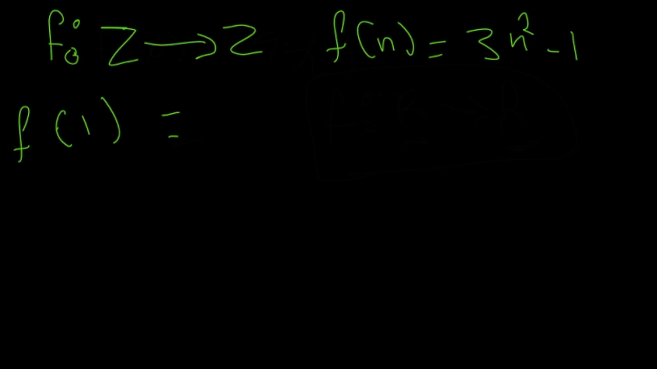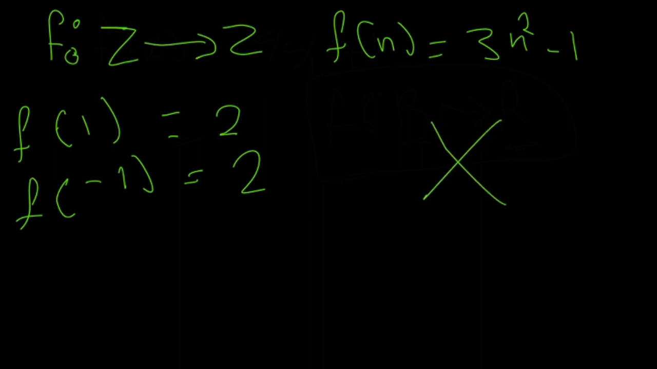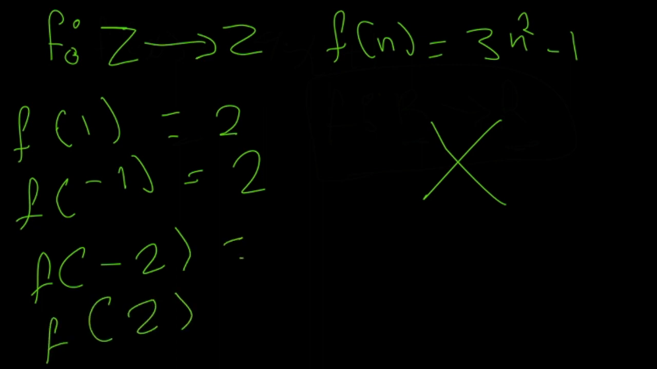Take f of minus 1. This is as well 2, because minus 1 to the power 2 is 1, multiplied by 3 minus 1 is 2. Is this function one-to-one? No. Take, for example, another one: f of minus 2 and f of 2. F of minus 2 is how much? 3 multiplied by 4 is 12, minus 1 is 11. Now take f of 2 again. 3 multiplied by 4 minus 1 is 11.